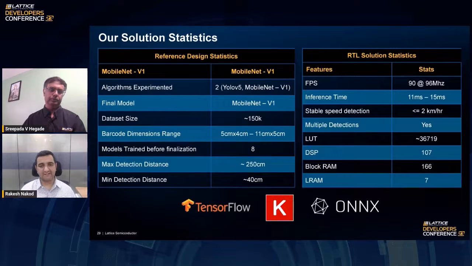On the right hand side, you can see the RTS solution, which shows what FPS it performed at, the inference time, stable speed detection, and more. So MobileNet V1 was a clear winner for us in our solution.